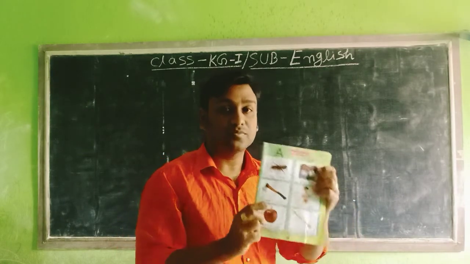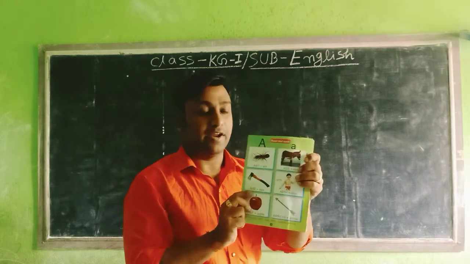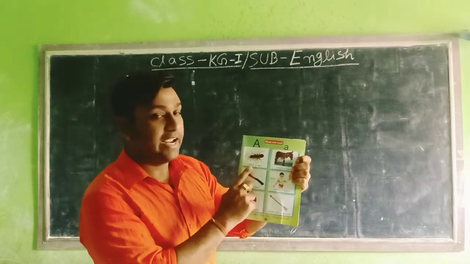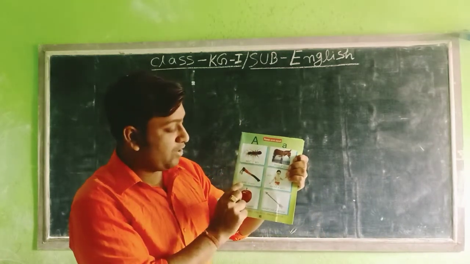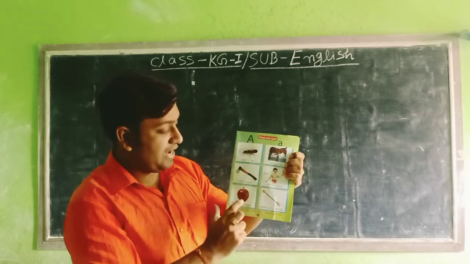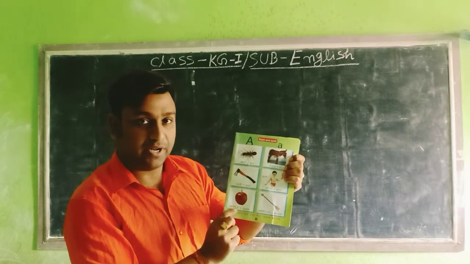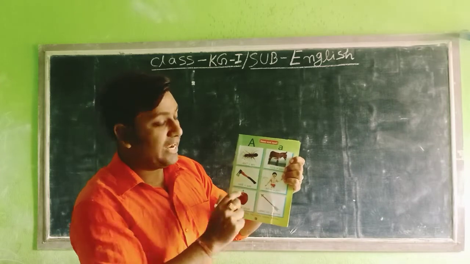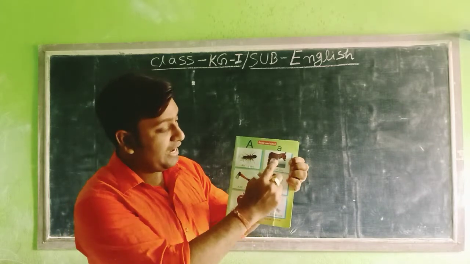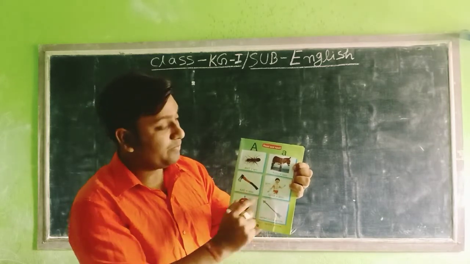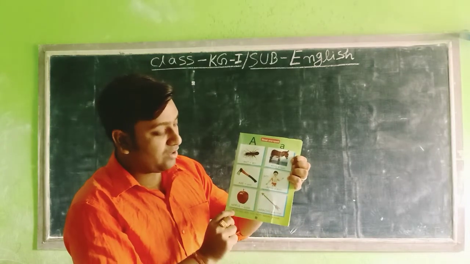Look at your book. Begins with A. A for ant. A for axe. A for apple. A for ass. A for arm. A for arrow.